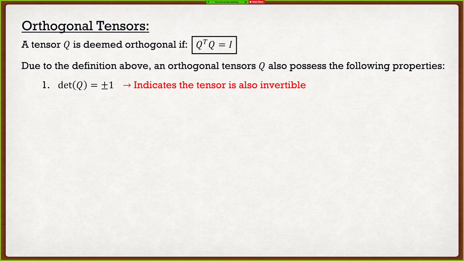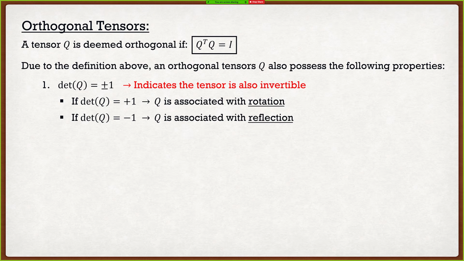Now, why do we say plus or minus 1? Well, this plus or minus actually means something. So if the determinant of Q is equal to plus 1, Q is associated with rotation. If you were to go back to that tensor that we derived at the end of our last review lecture, we'll actually see that the determinant of that tensor is equal to 1. Now, if it's equal to negative 1, Q is associated with reflection. And you won't see reflections that much. We're mainly worried about, or we deal with, rotations.